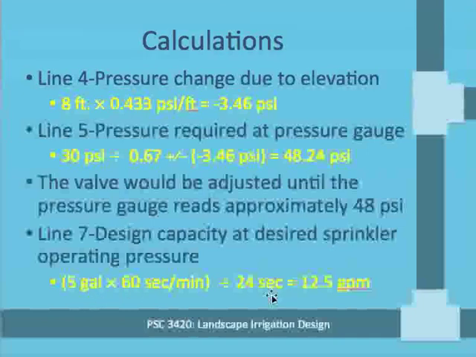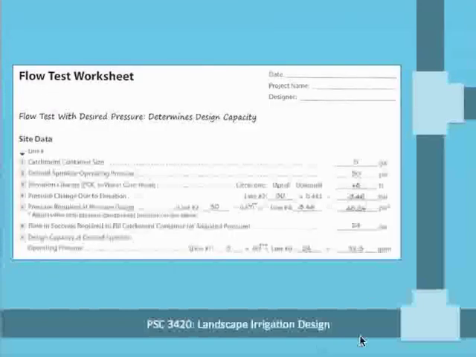So once you multiply that all through and cancel out the units, you end up with 12.5 gallons per minute. So the design capacity at that desired sprinkler operating pressure is 12.5 gallons per minute. And if you were to take that information and fill in the worksheet, it might look something like this, though there is a mistake I need to point out.